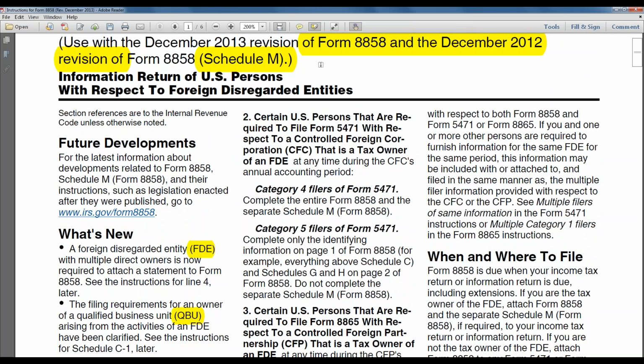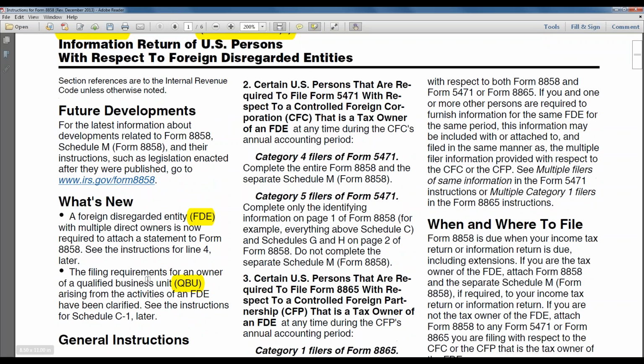One, what is new? Schedule M is updated. It's been around for a couple of years, but I want to go over the special items on Schedule M. The other thing is the QBU, Qualified Business Unit. We saw from that previous website that this is a major concept, and it's something that the client needs to be aware of.